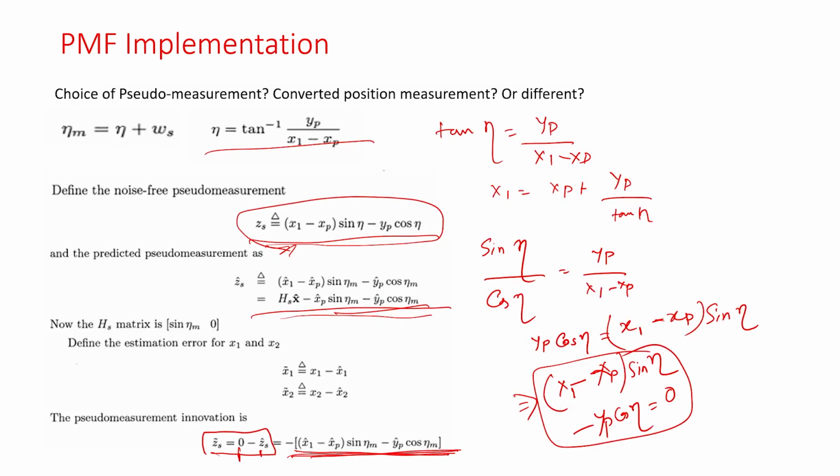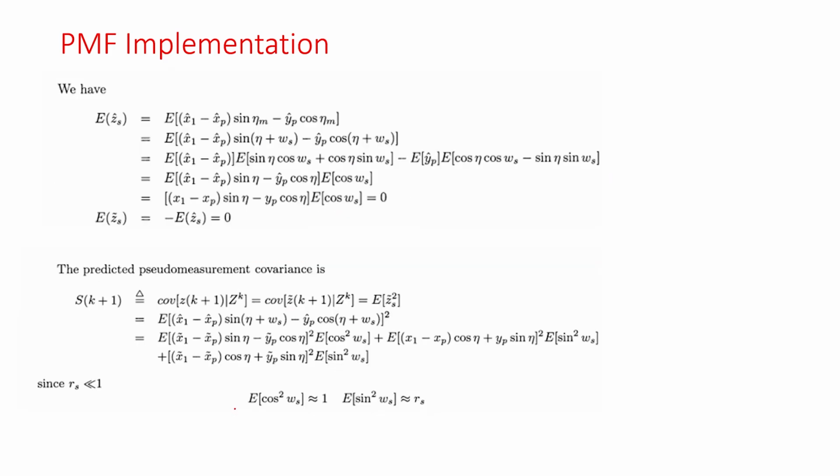Once I get my innovation error, I have to calculate its statistics. So, what is my mean? Mean is 0, obviously I do not care about the mean. When I do my covariance estimation, I get an expression like this, same Taylor series, squaring and all. There is nothing new here.